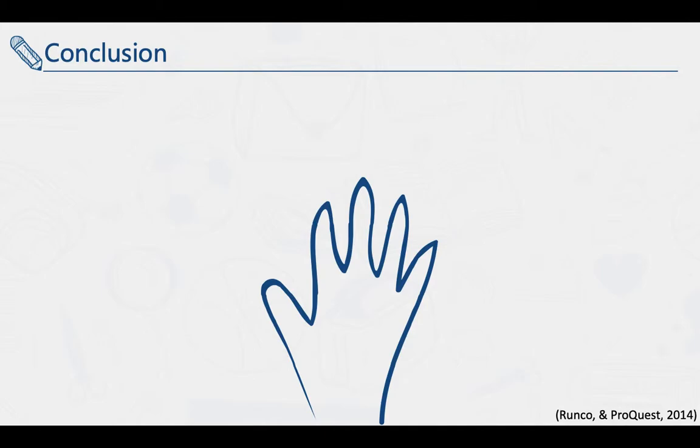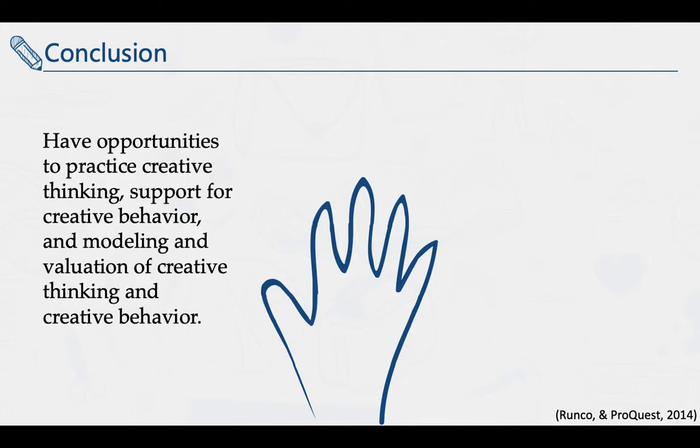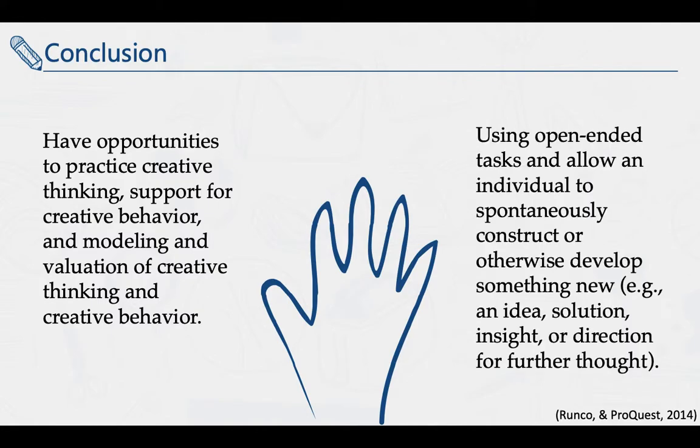So here's the conclusion. First of all, if you want our kids to have more creative ideas and have divergent thinking when they're doing their work, please have opportunities to practice creative thinking with them, support their creative behavior, and model and evaluate creative thinking and creative behavior with them. Second, use open-ended tasks and allow individual kids to spontaneously construct or otherwise develop something new, such as an idea, solution, insight, something like that.